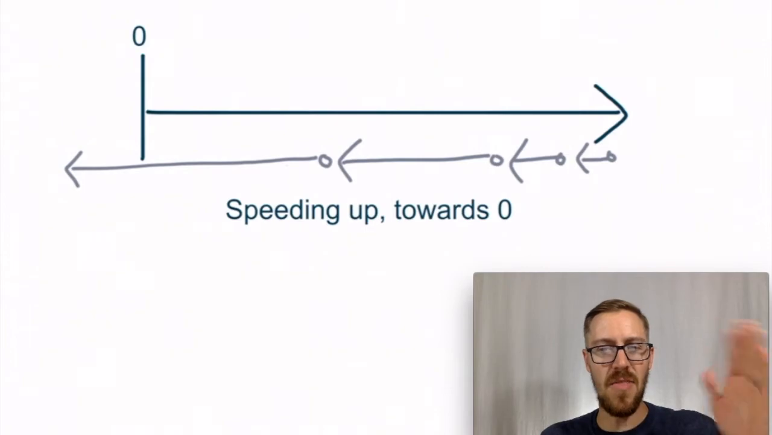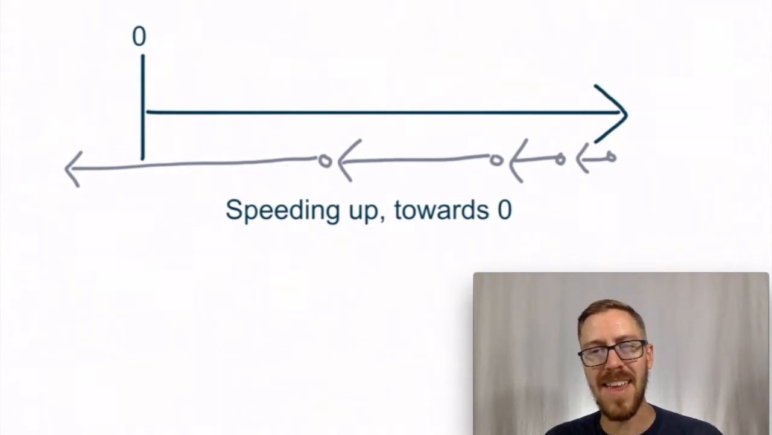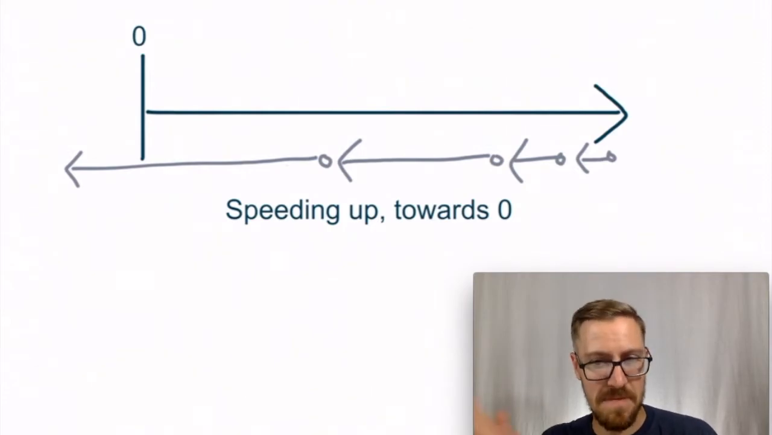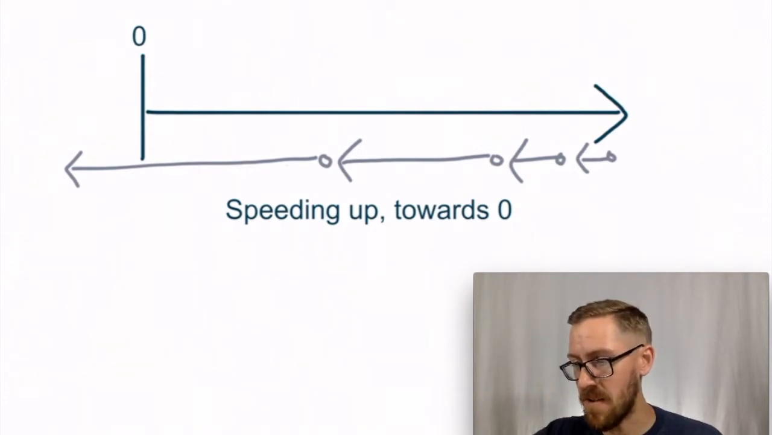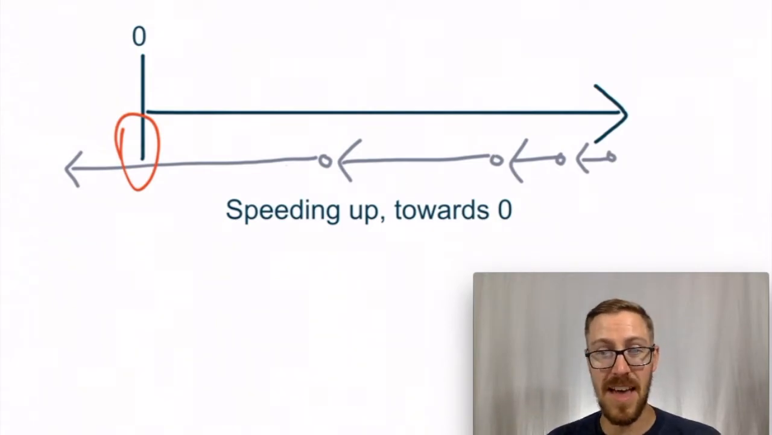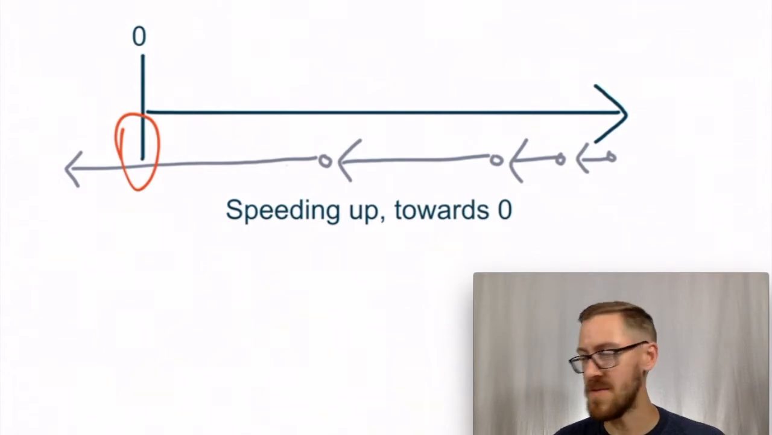But I would say this is the example of my friend getting run over by a car. The car was gaining speed and then smacked into him, because at this point right here, the car reaches the observer. So at that point, this object runs into the observer.